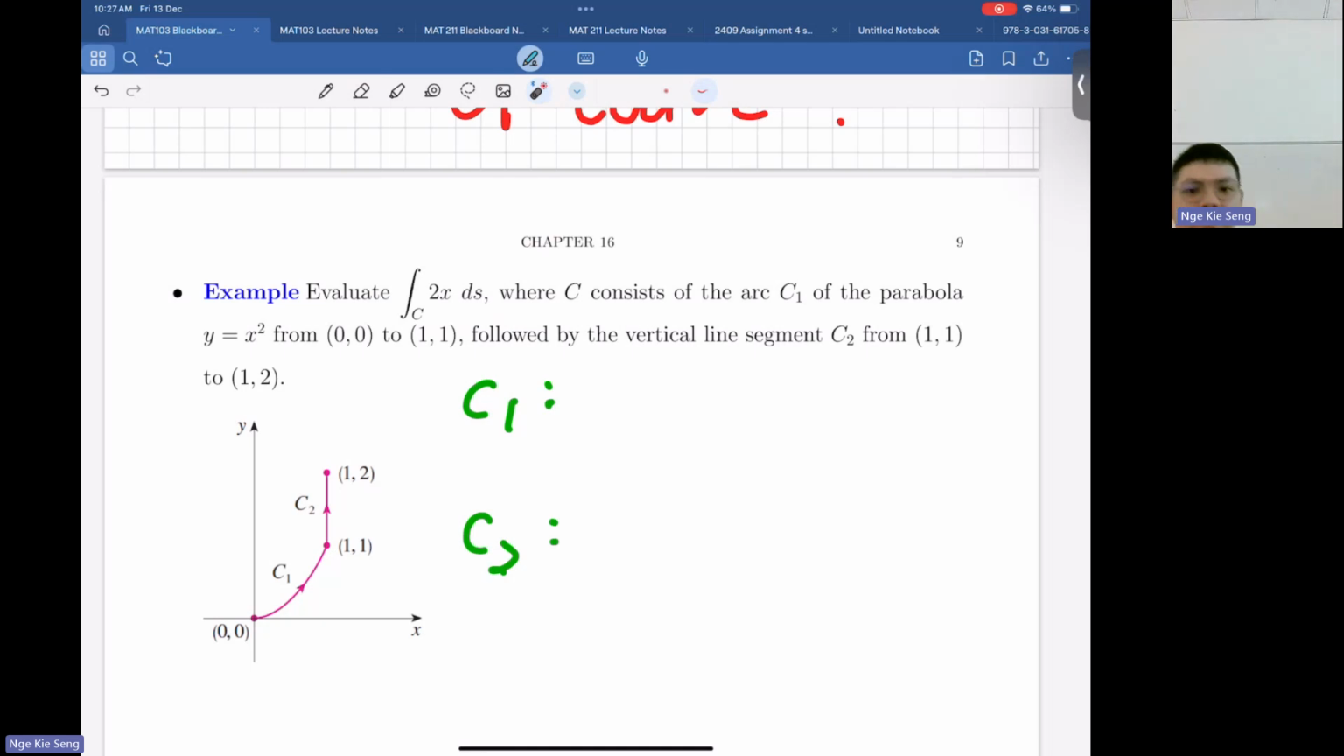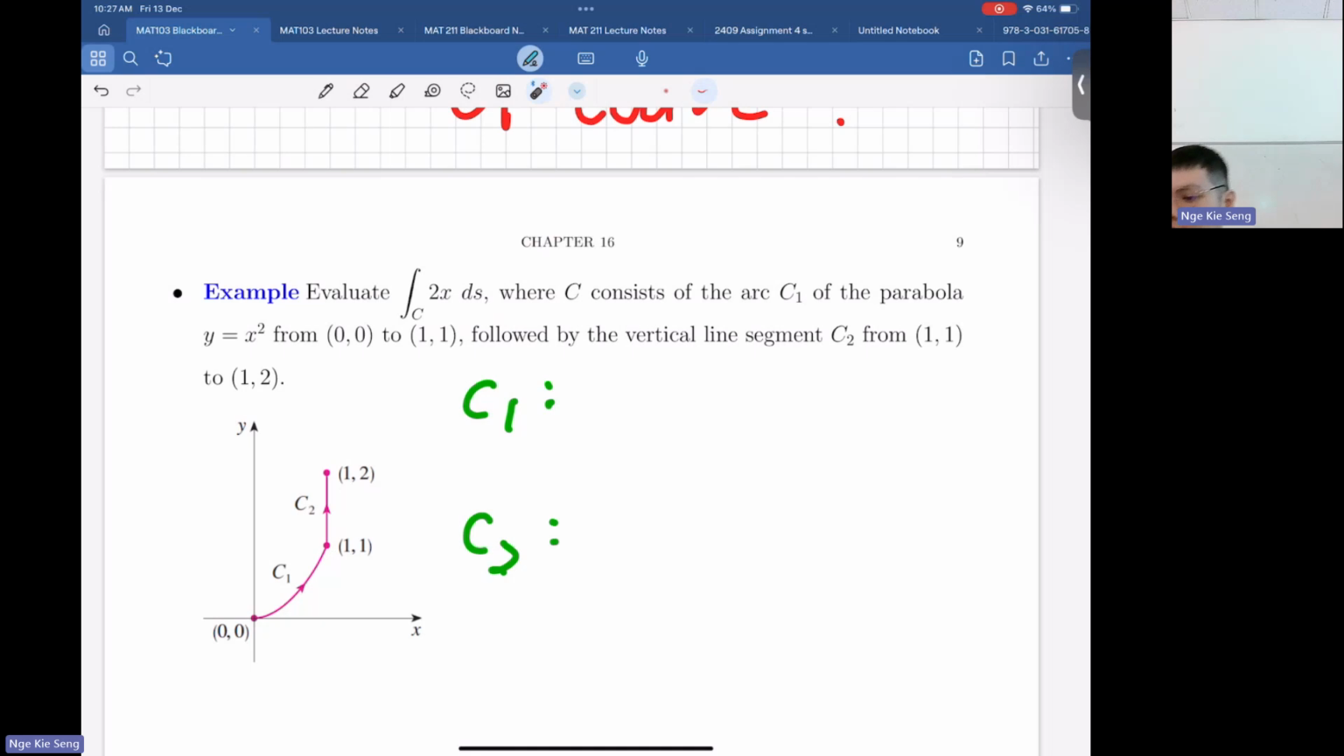We try to split this integral into two parts. Why is it two parts here? You can recognize that this C is a piecewise smooth curve. If you split it into C1 and C2, they just intersect at one point, so it satisfies the additivity property of the line integral. So what do we do here? Let's do it one by one.